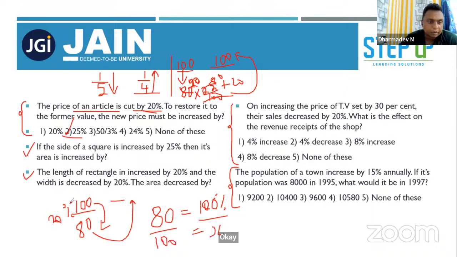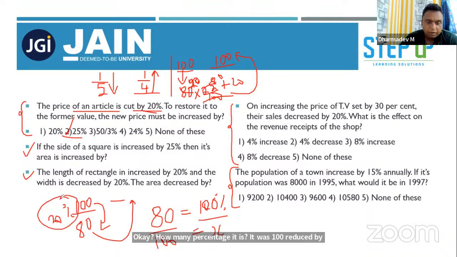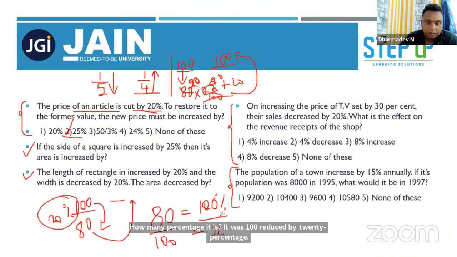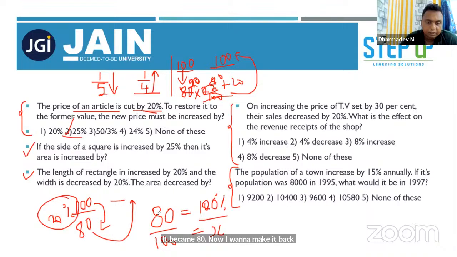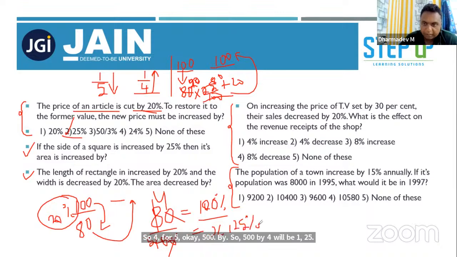It was 100 reduced by 20 percentage, it became 80. Now I want to make it back into 100, then how many percentage it is? So I'm simplifying it. So 4 for 5, okay, 500 by 4. So 500 by 4 will be 125. So X value is 125 percentage. Okay, 125 percentage. How much it is more? 25 percentage more. Any method, the answer is same. Are you clear with that?